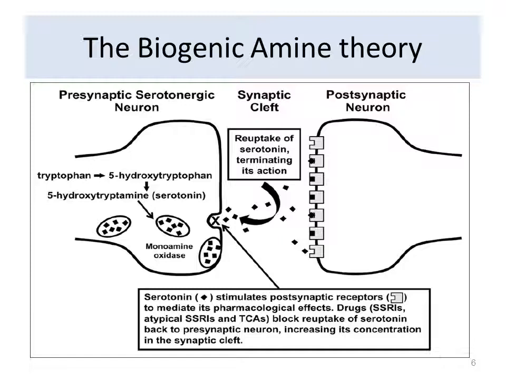After it has caused the stimulation, reuptake of serotonin will occur, thus terminating its action. It is taken up by a transporter here into the presynaptic serotonergic neuron. Drugs like the SSRIs, atypical SSRIs, and TCAs block reuptake of serotonin back into the presynaptic neuron, thus increasing its concentration in the synaptic cleft and its effects.